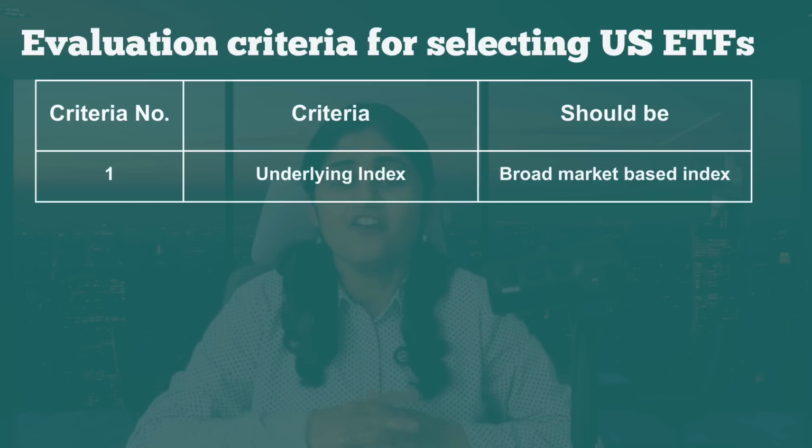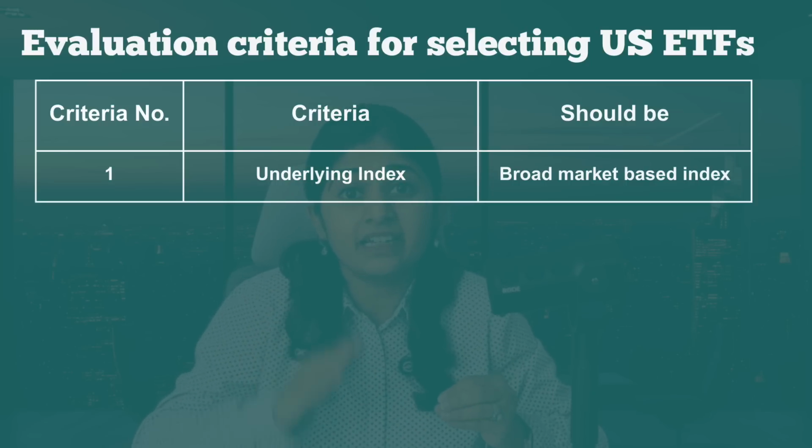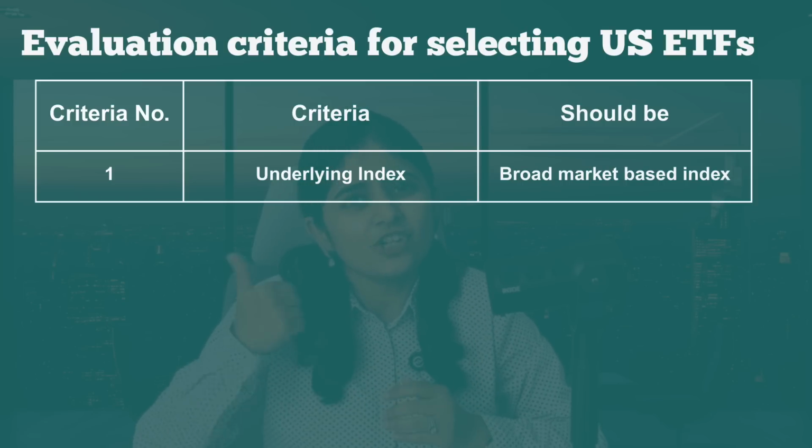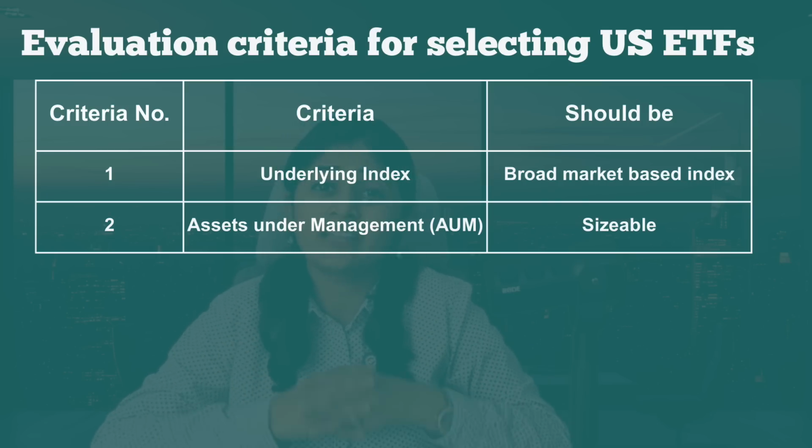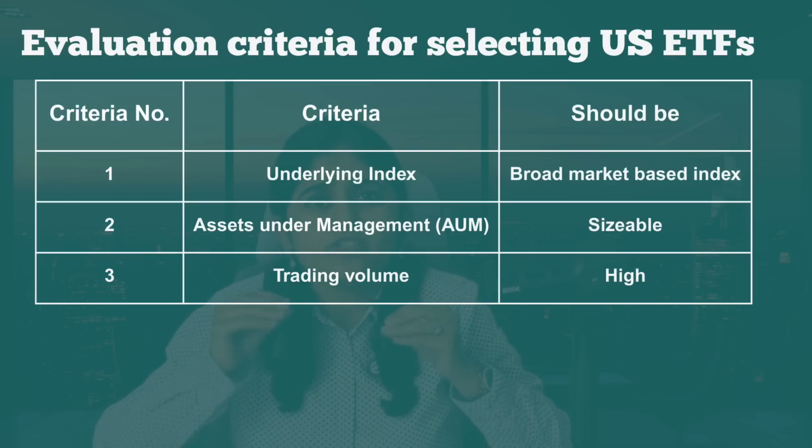Let's look at the evaluation criteria for selecting the top ETFs that you can consider for investing in the US. First is the underlying index the ETF is tracking. Since it is a foreign index, we will go with the broad market cap based indices such as S&P 500 and Nasdaq 100. Second is the AUM, that is the asset value that the fund manages should be sizable. Third is trading volume of these ETFs, which should be high. That means that there should be enough buyers when you decide to sell.